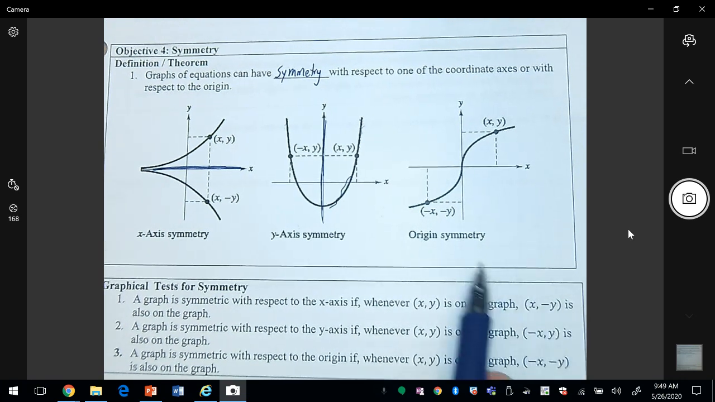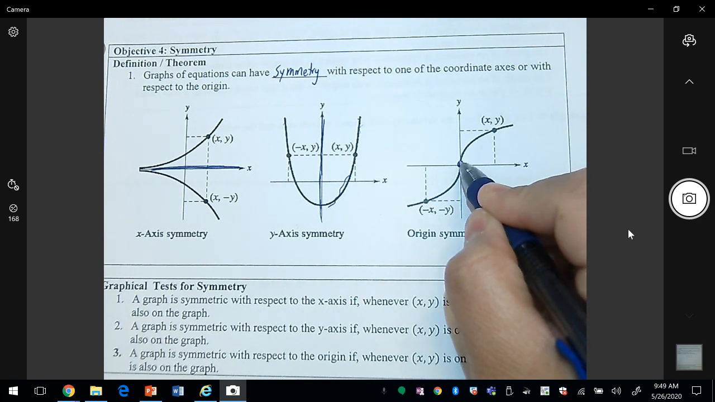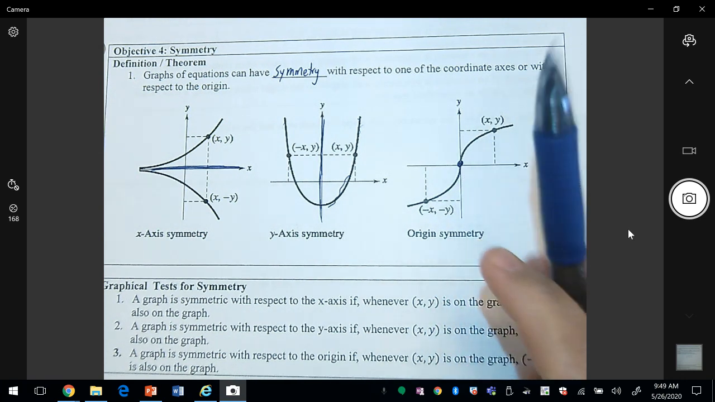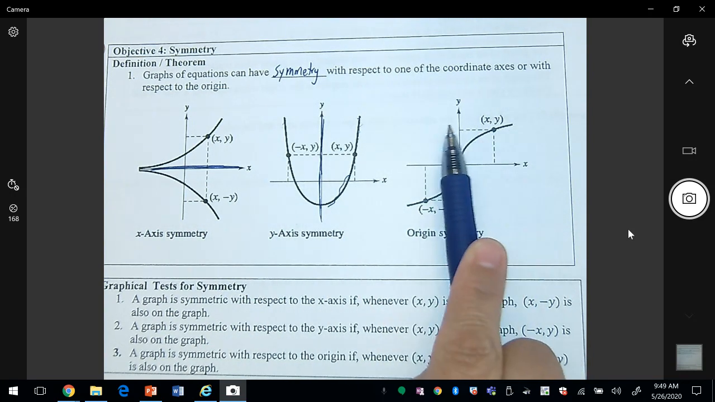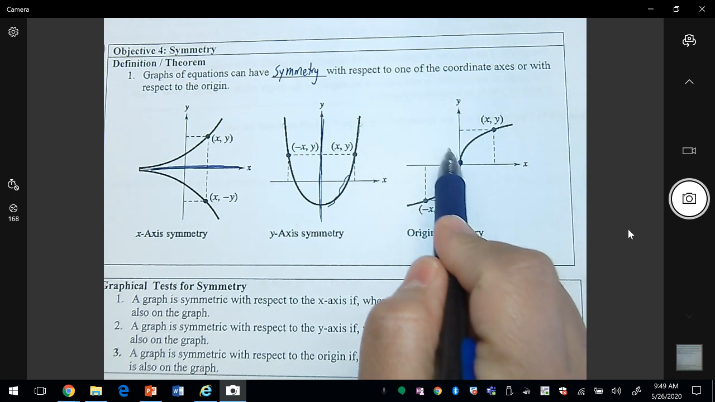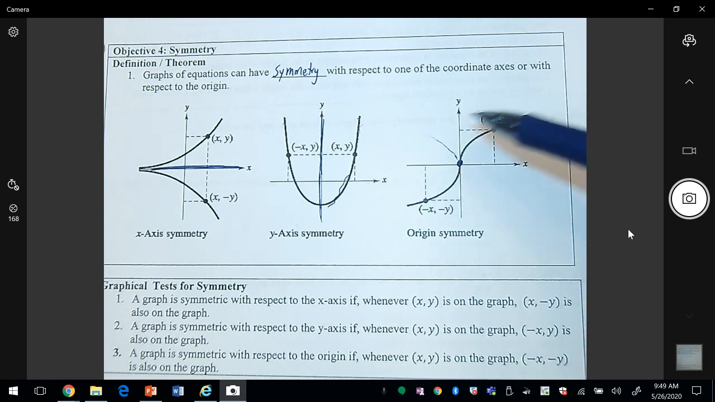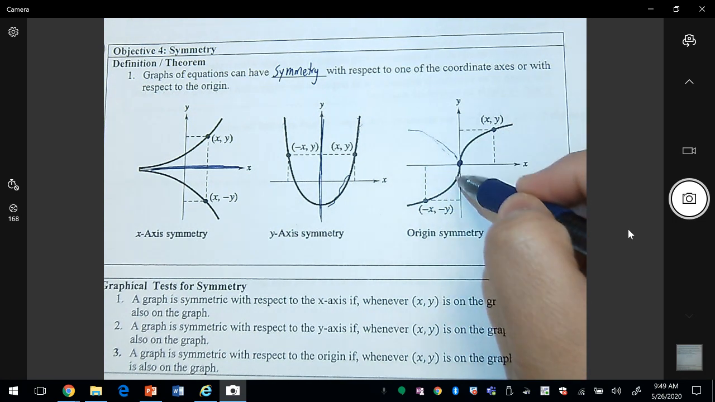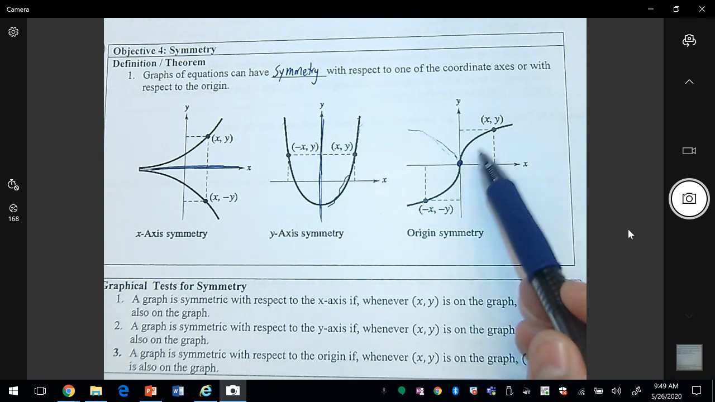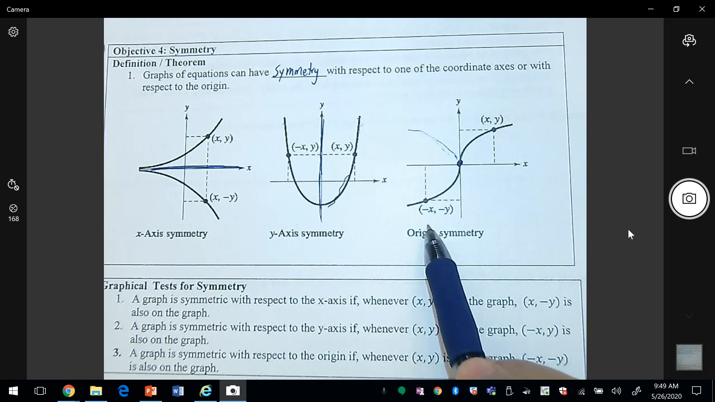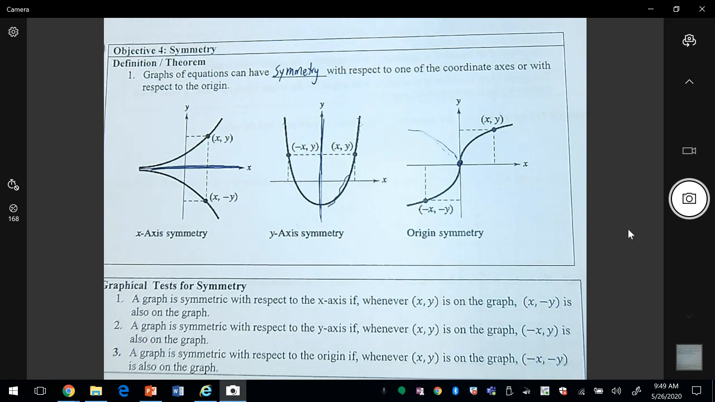And then the third one is the origin symmetry. This is the origin right in the center. What happens here is that it has both symmetries. If we fold the long way on the y-axis, we would end up on this side here, and then you would fold on the x-axis, and this part would land over here. So you have to do both symmetries to get that origin. If that happens, then we say you have origin symmetry. Notice the values of x and y both change to opposite signs.